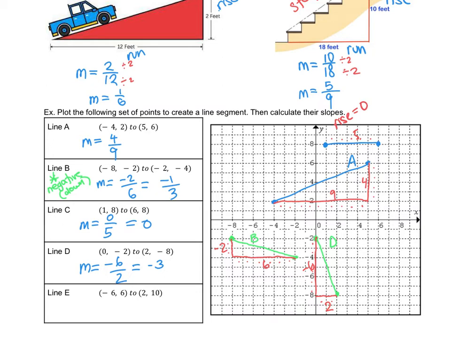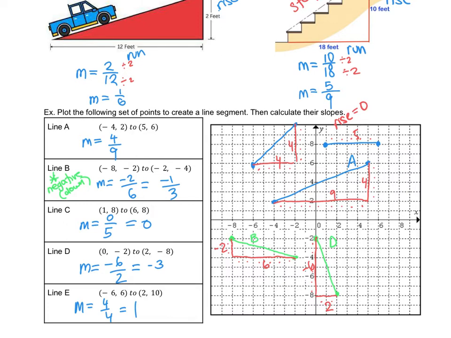All right, so -6, 6 is right here. 2, 10 is way up here. I connect my points and I see that the line is going upwards, so I know the slope will be positive. Here I am drawing my triangle, and when I count 4 for the rise, 4 for the run, so our slope is 4 over 4, which is just 1. And that's it.